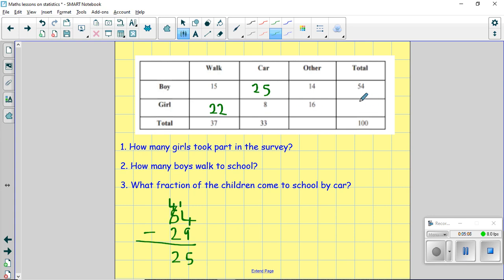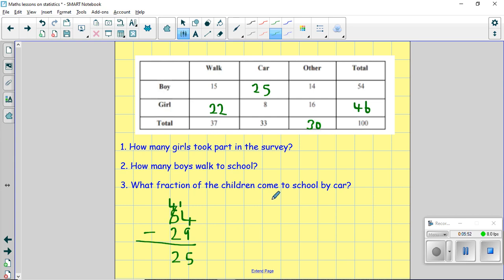Right, so now the total number of girls altogether. Well, 22 add 8 is a number bond of 30, so now that's 30. Add 10 is 40, add 6 is 46. And if I look down, 54 and 46 is 100, so that's right. And the last one here then, I want the total for the other column. Well, 10 add 10 is 20, 4 add 6 is 10, so 20 add 10 is 30, so I can write that in there. So we've just completed there a two-way table. So we're looking at information about boys and girls, and we're looking at information of how they get to school. Right, let's look at the questions.